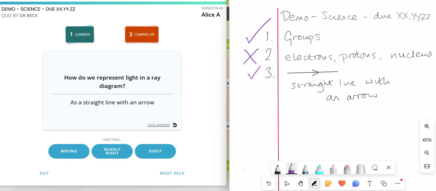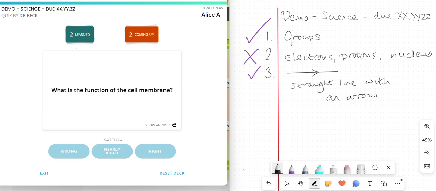Excellent. Now, my answer isn't exactly the same. I've missed out a couple of letters, but that's not a problem. The answer is a correct science answer. Good. I've learned that. That's right.